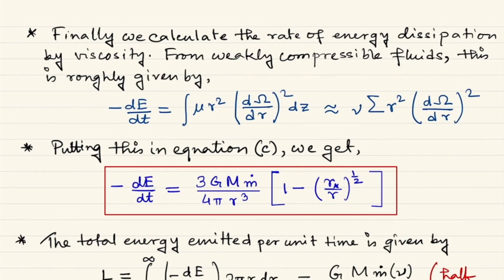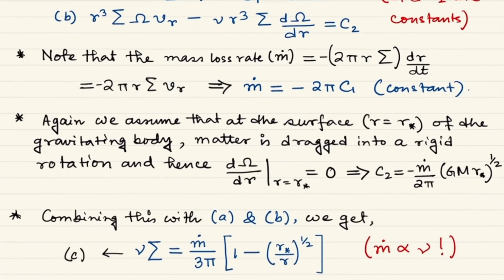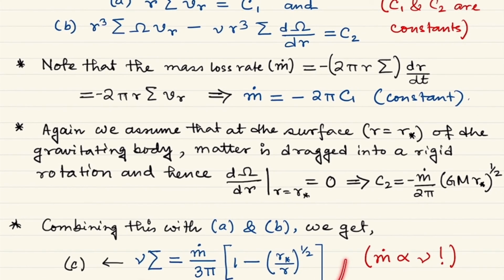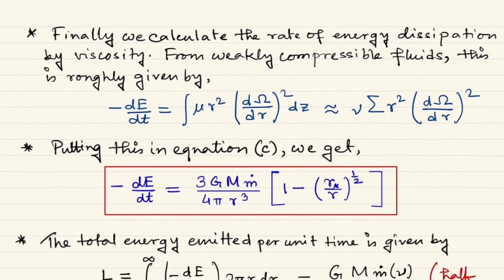Finally, putting this value in, you get dE/dt, and so you know what dE/dt is. Finally you will see that minus dE/dt is equal to 3GMṁ by 4πr³ times (1 minus r_star by r) to the power half. Once again you can see here you have this expression for νΣ, and here you have an expression for dE/dt.